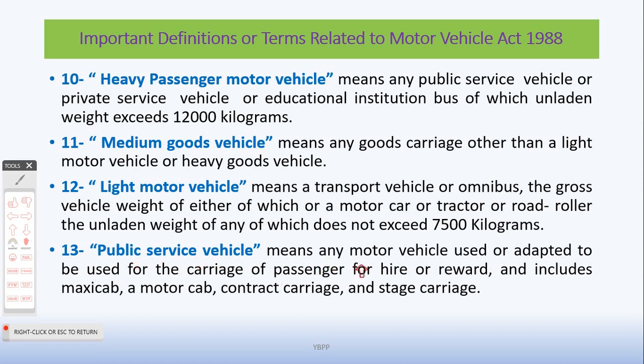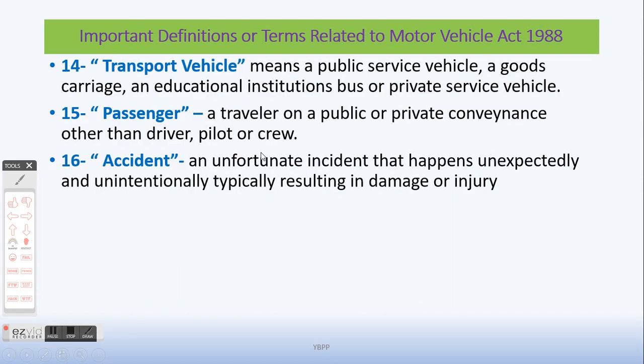Then public service vehicle means any motor vehicle used or adapted to be used for the carriage of passengers for hire or reward, and includes maxi cab, a motor cab, contract carriage and stage carriage. So that is public service vehicle. The next is transport vehicle, which means a public service vehicle, goods carriage, an educational institution bus or private service vehicle. Then the definition of passenger is also given.